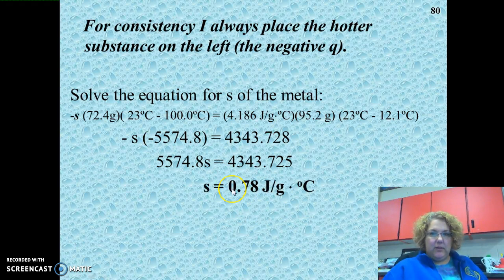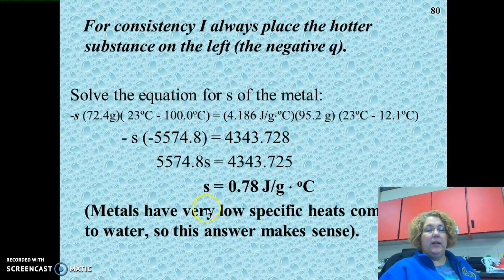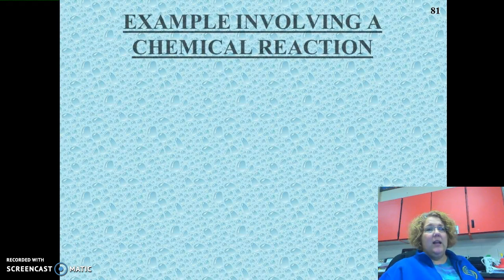That makes sense. Okay, metals have really low specific heat, so they're going to be small compared to the 4.18 that water has. Metals have very low specific heats, so we came up with 0.78 joules per gram degree Celsius. If you sit here and think about the algebra with all these units, it all cancels except for joules per gram degree Celsius. All right.